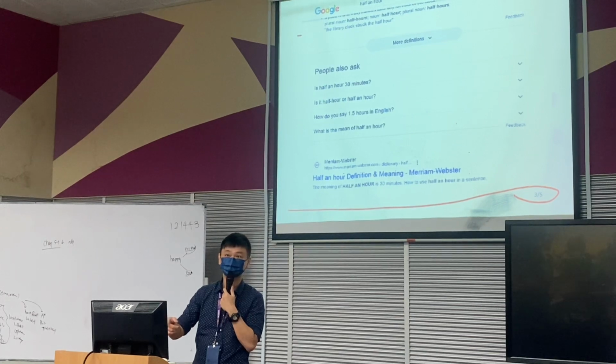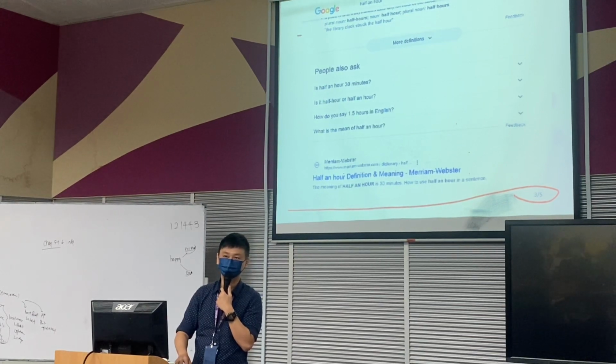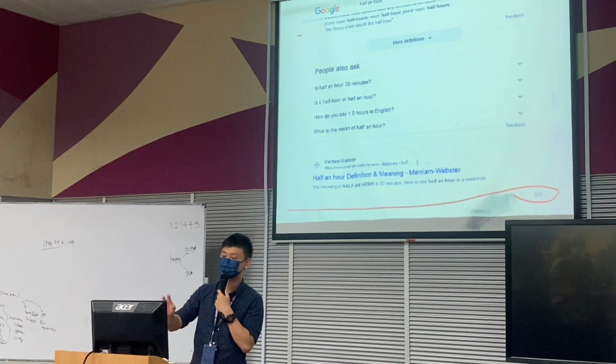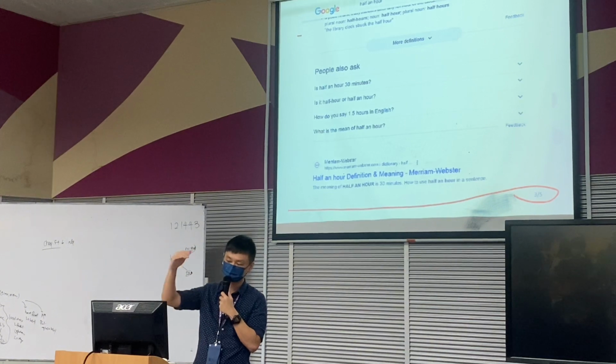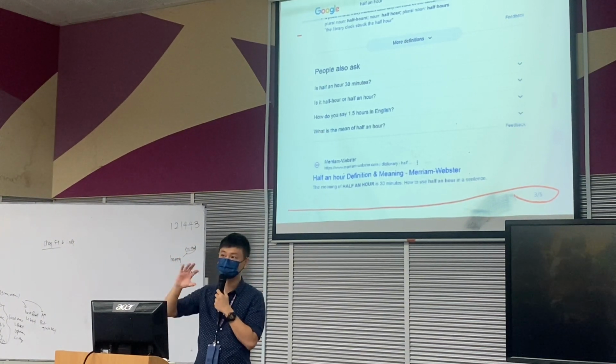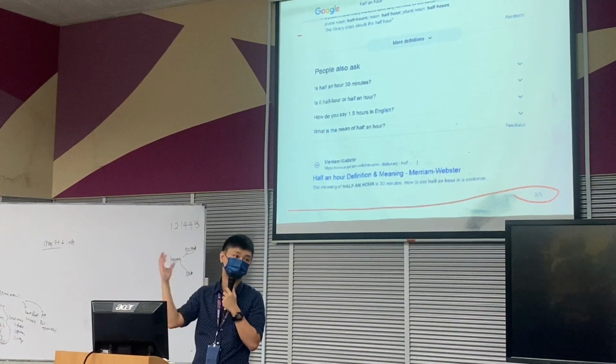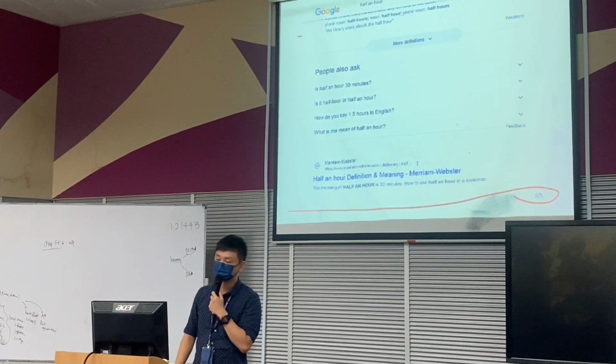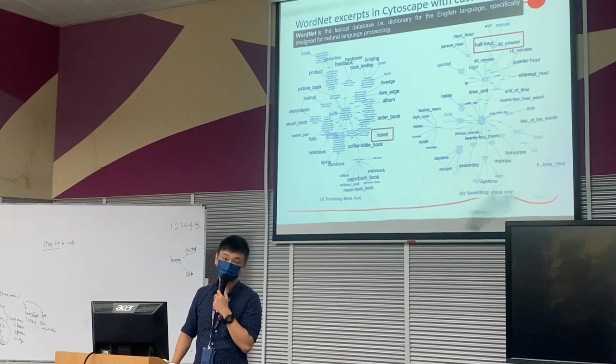People also ask questions for example. So how does the machine know that half an hour is equal to 30 minutes? What is the relationship between 30 minutes and half an hour? It's actually done using a technique called WordNet.